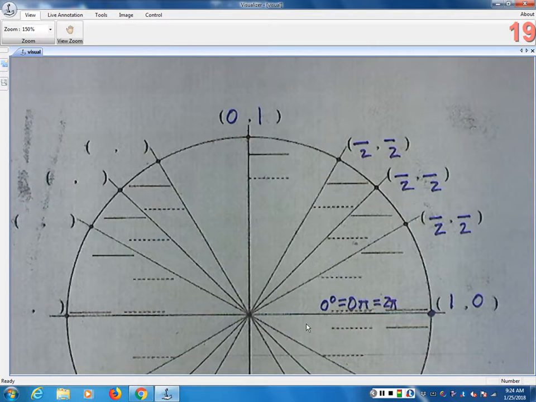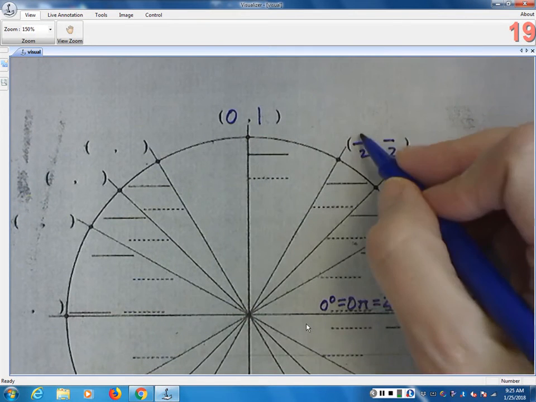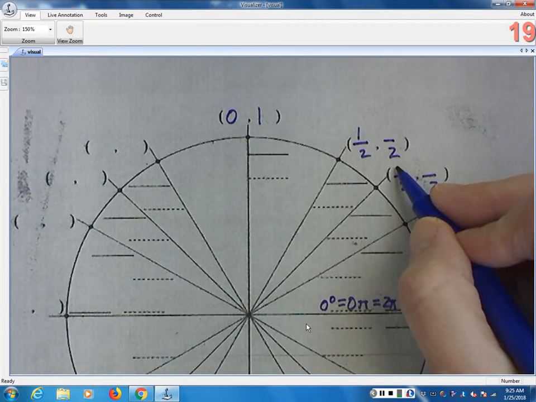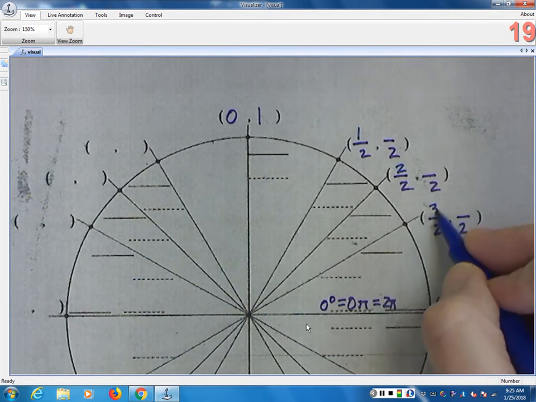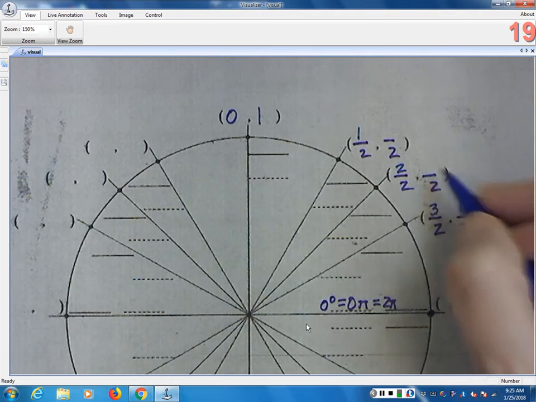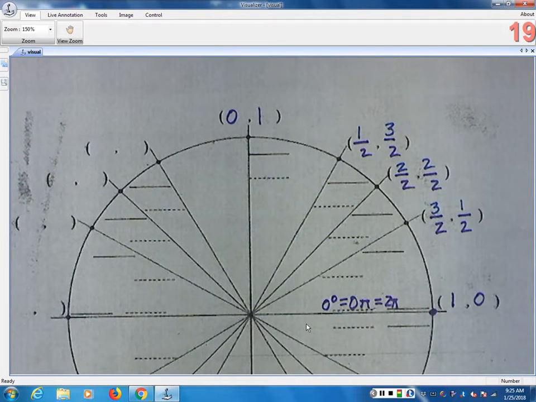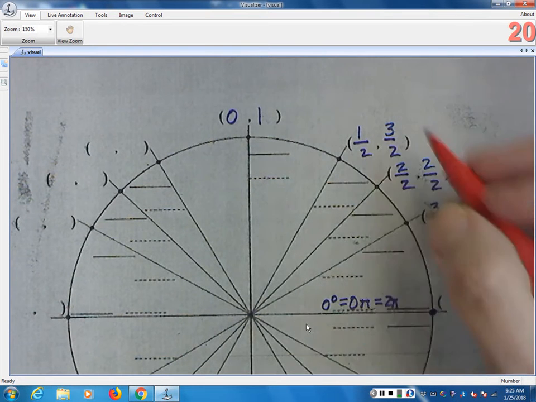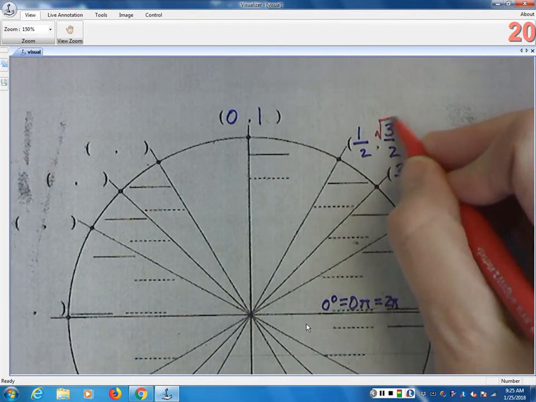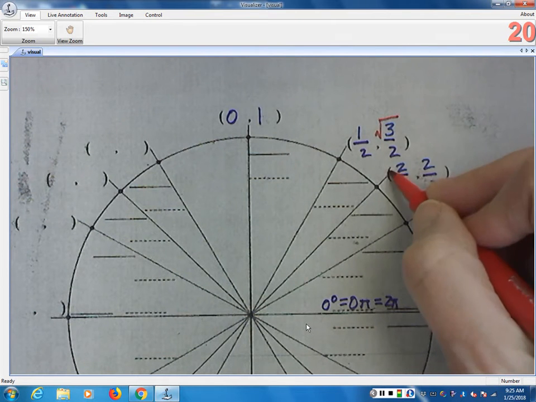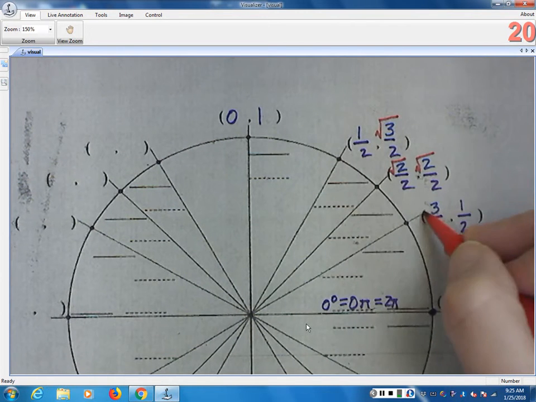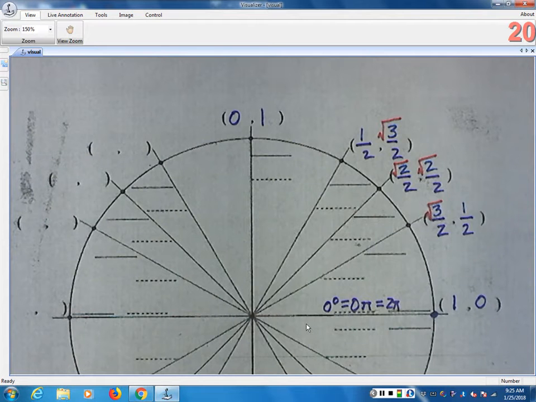And then you can count 1, 2, 3, and 1, 2, 3. And then you have to add the square root sign. So square root of 3, you have to add the square root signs over these. And of course, if you take the square root of 1, you get 1. So that's a unit circle.